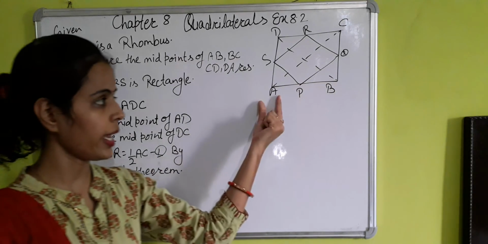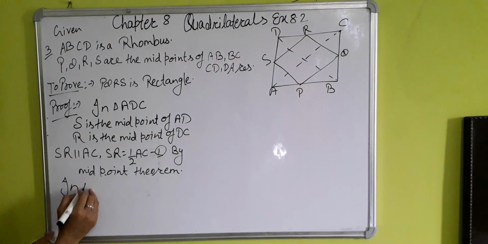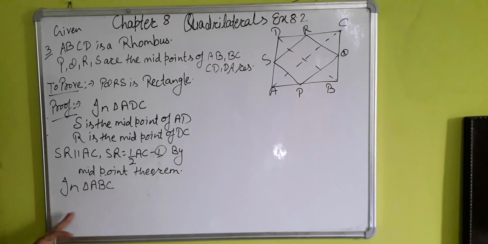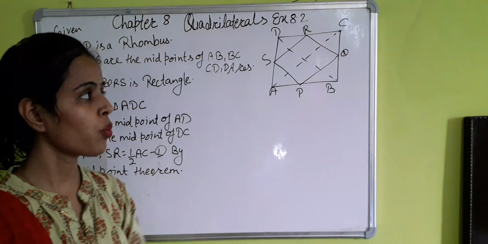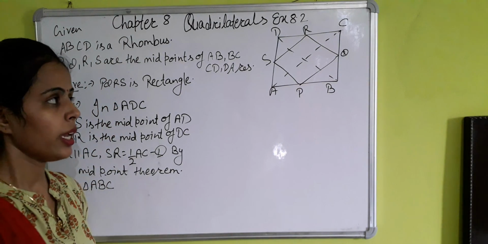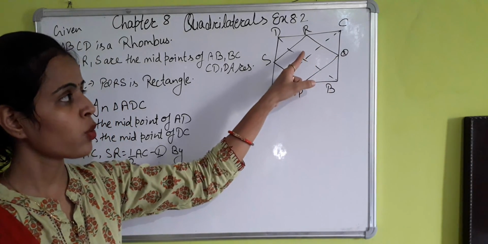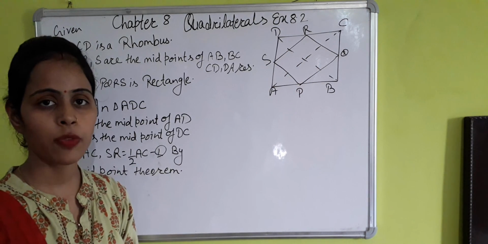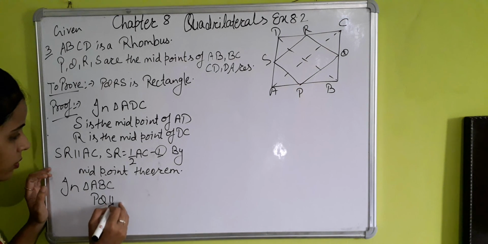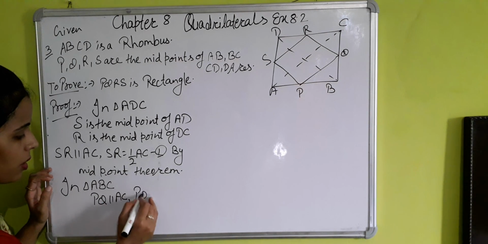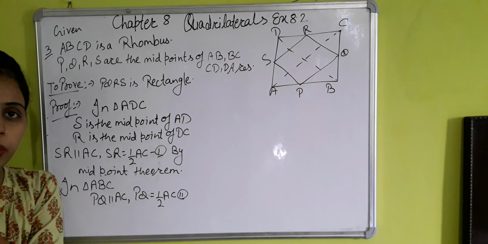Now take this triangle ABC. In triangle ABC, write P is the midpoint of AB, and Q is the midpoint of BC. Then when we join P to Q, PQ is parallel to AC and PQ is half of AC by the midpoint theorem.